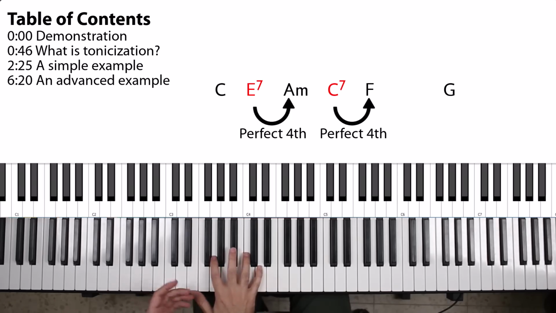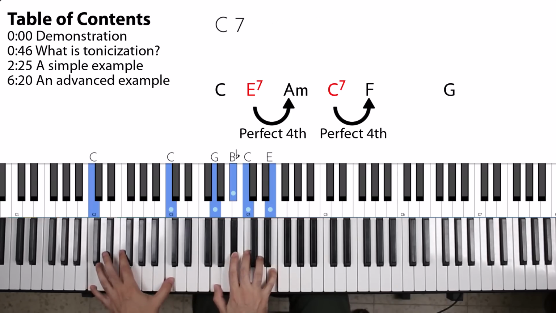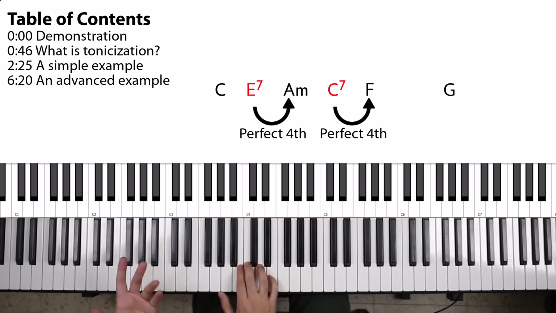Of course, as before, I'm going to use a different inversion of this chord. I'll use this C dominant seventh variation, and the chord progression will sound something like this.